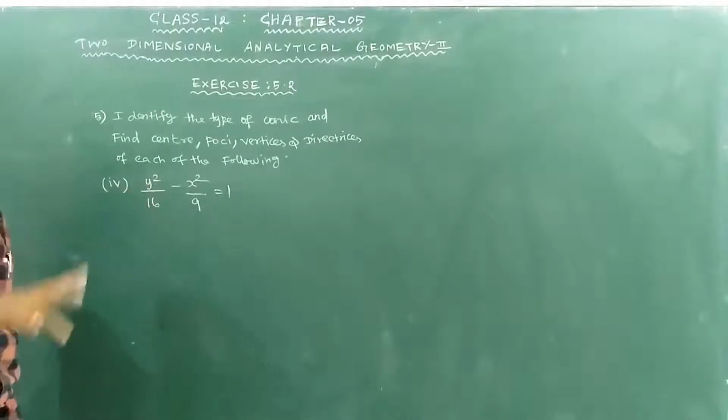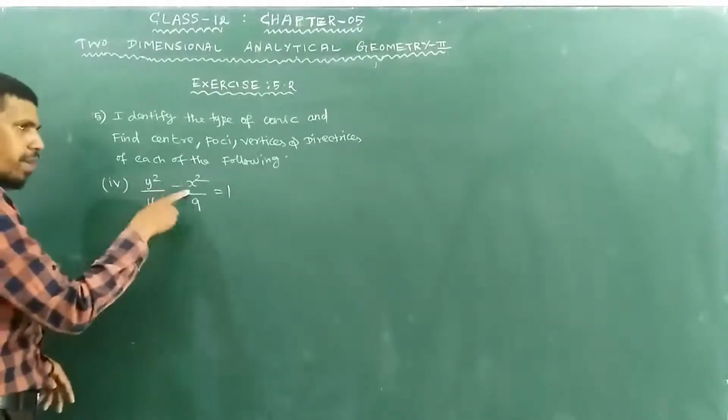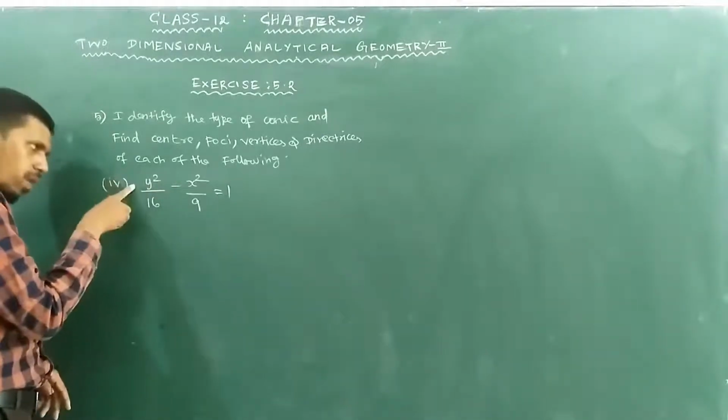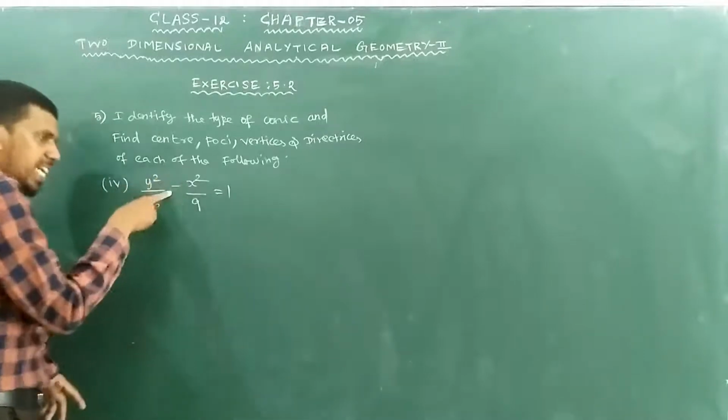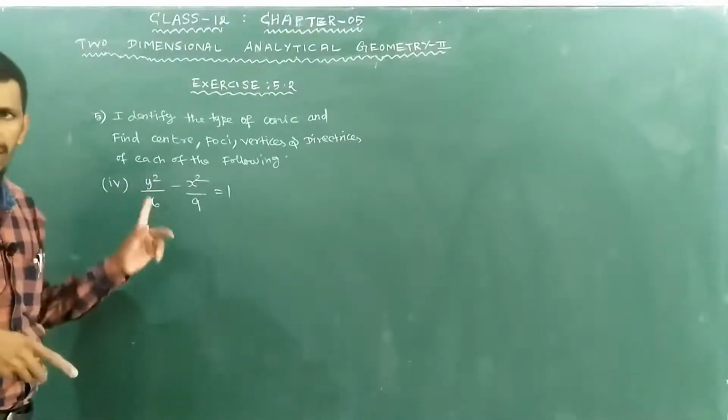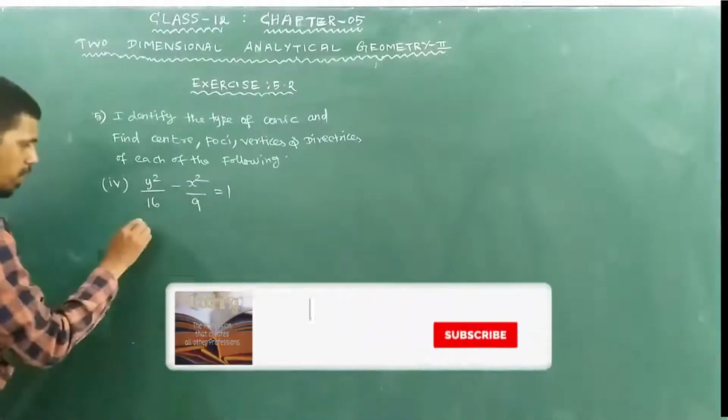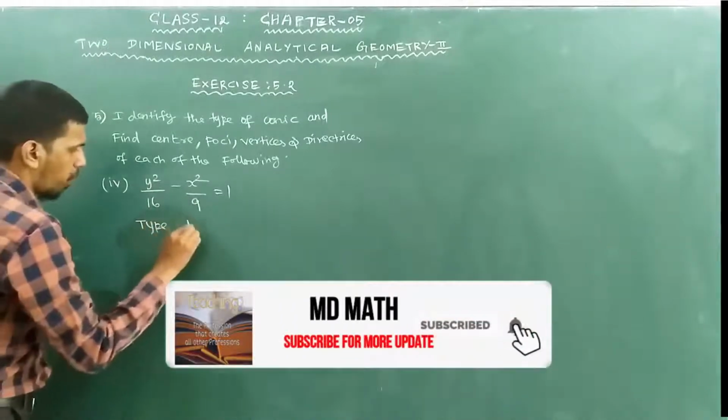Ellipse and hyperbola. Now, look at the signs. Y square is positive, x square is negative. This is the opposite sign, so this is a hyperbola. Now, the type is hyperbola.